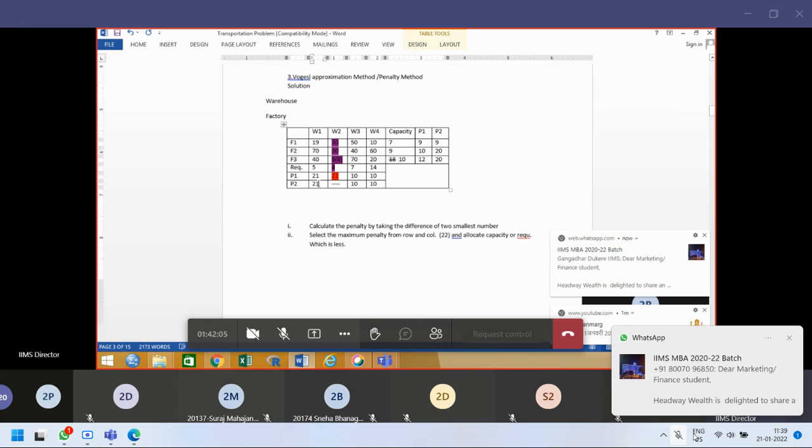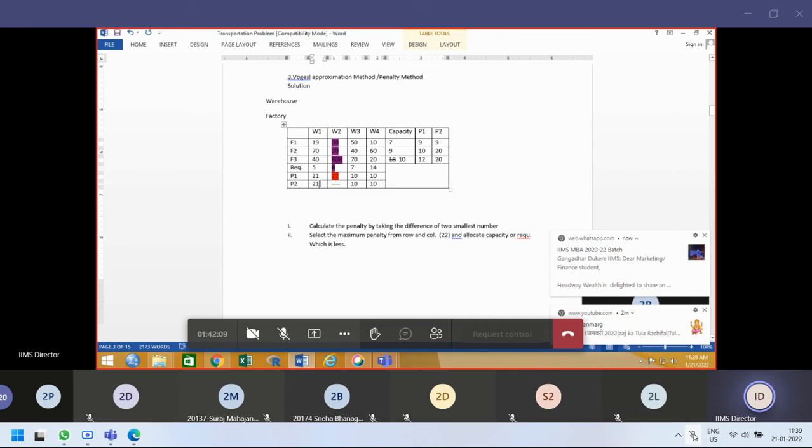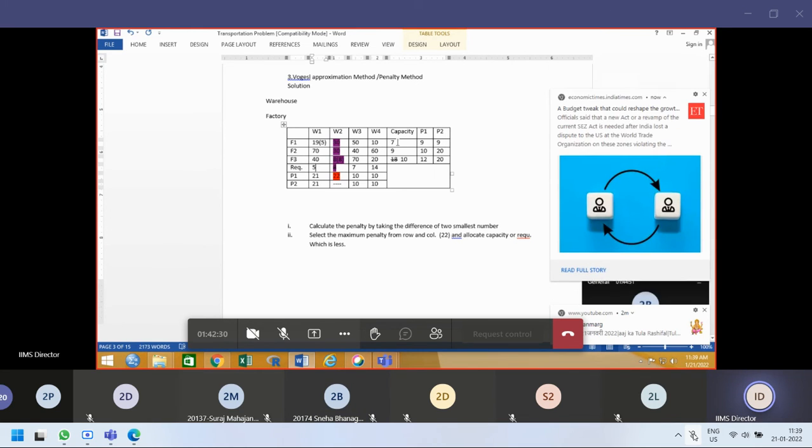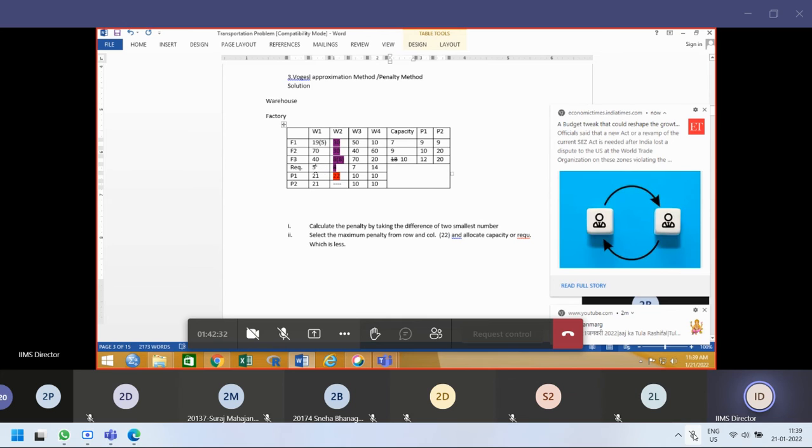From this highest penalty, 21, what is the lowest cost element in this particular row? 19. Here we have to allocate something. How much can I allocate here? 5. Not more than this requirement, whichever is less. Here it is 5 and here it is 7. So 5 is completely allocated.